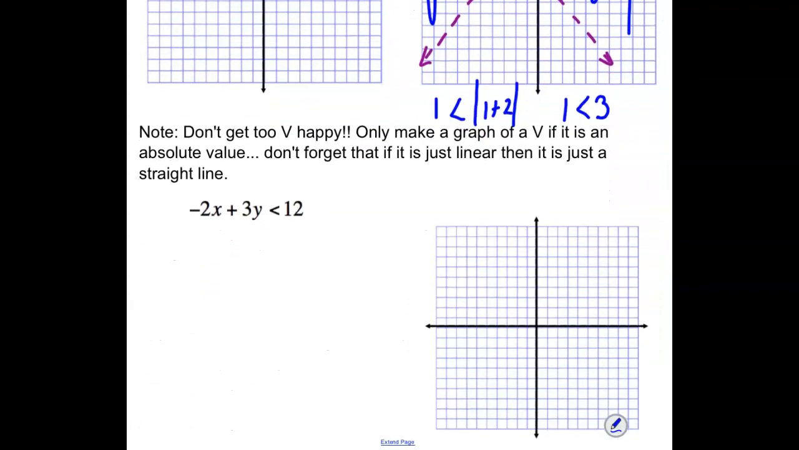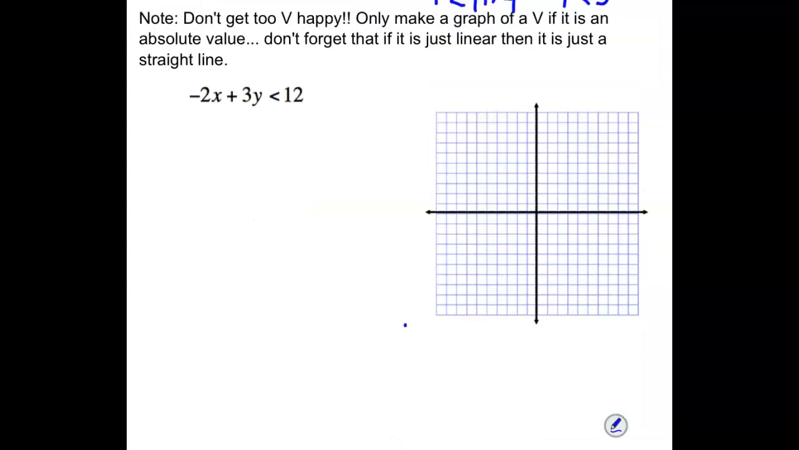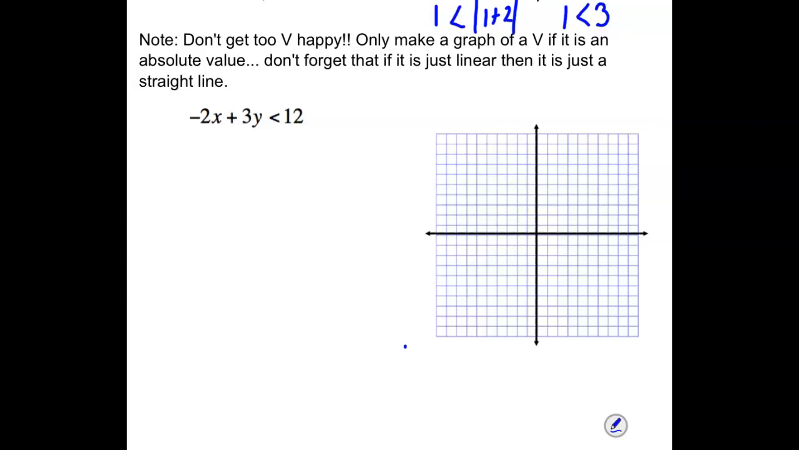Now, once we've introduced absolute value graphs, a common mistake is that students always want to make everything a V. But remember, if there are no absolute value signs, it's just a linear equation. So this is just a standard form equation for a line. And then because of the less than symbol, we're going to have some shading involved.